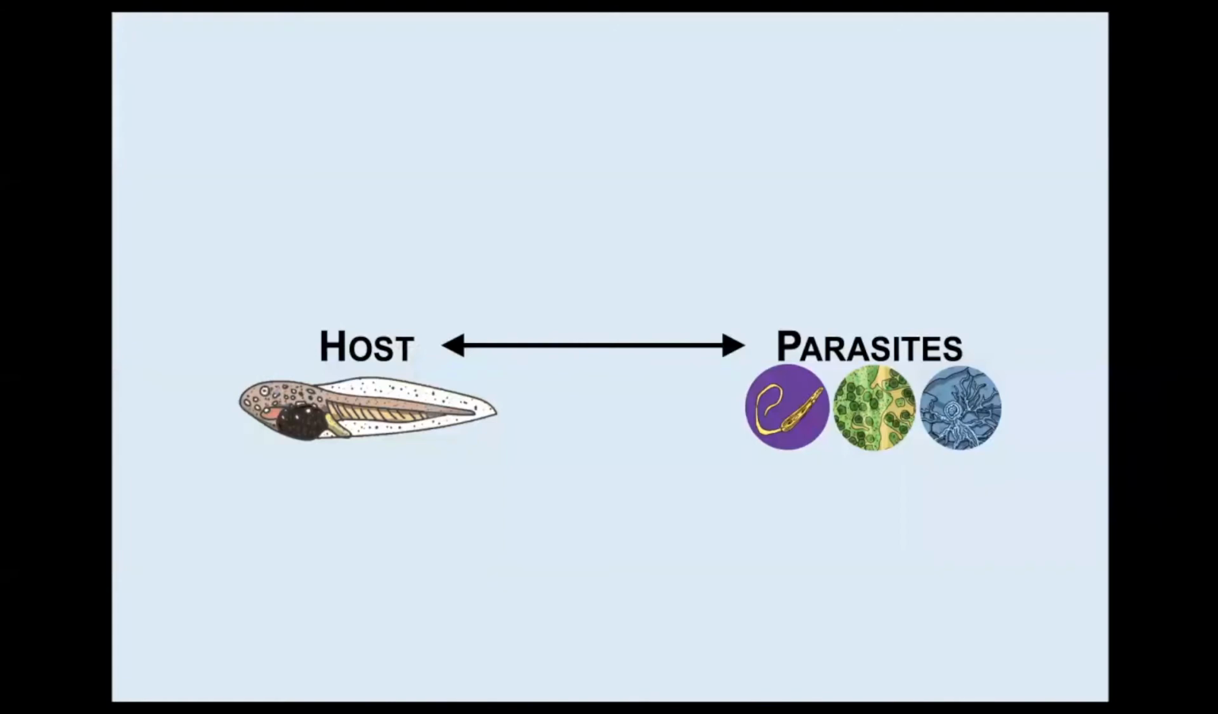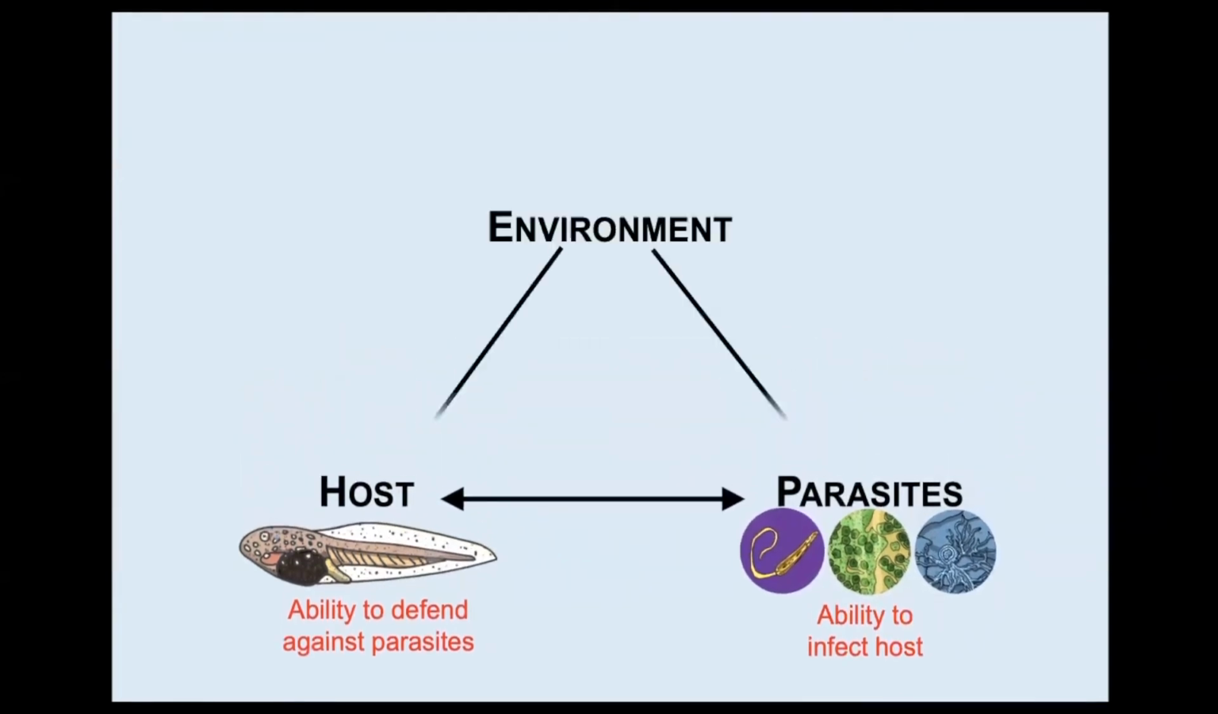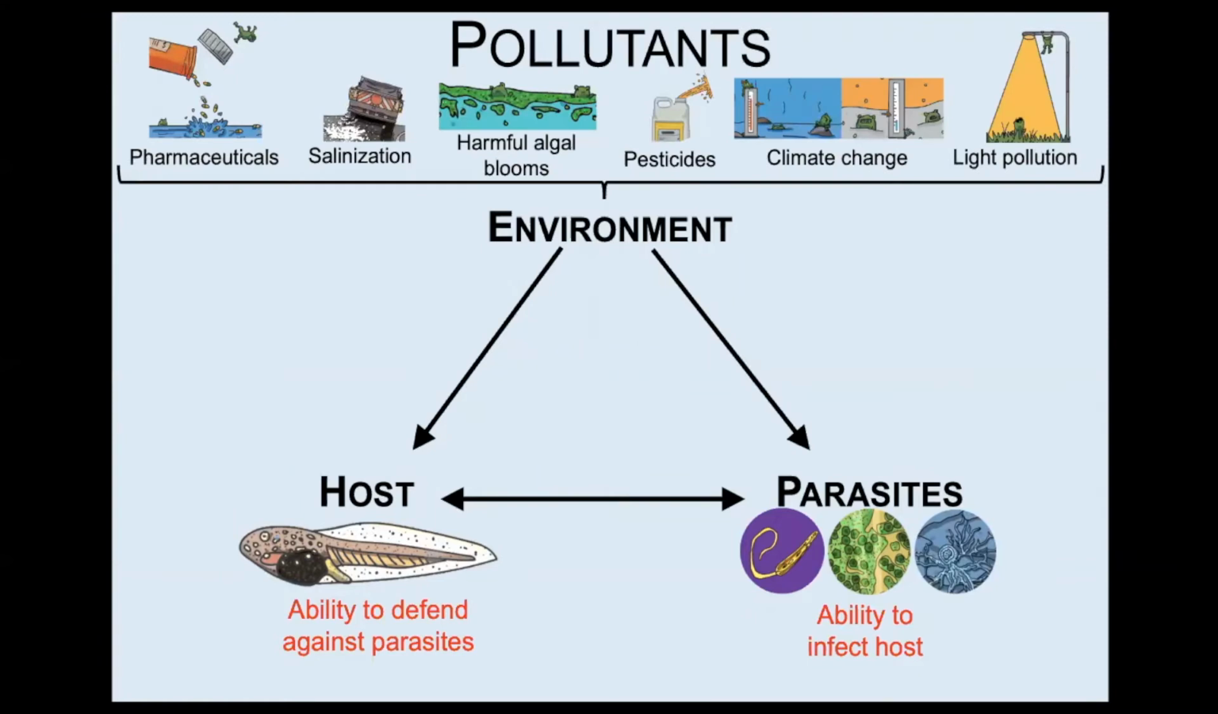When it comes to understanding host-parasite interactions, one approach might be to ask, what are factors that influence a host's ability to defend itself against parasites? Alternatively, from the parasite perspective, we can ask, what are factors that influence the parasite's ability to infect hosts? Building upon this traditional model, the field of disease ecology has increasingly recognized the importance of the environment in shaping disease outcome. Me being trained as an ecotoxicologist, in my lab, we're interested in how pollutants in the environment, from things like pharmaceuticals to light pollution, can influence this interaction between hosts and their parasites.